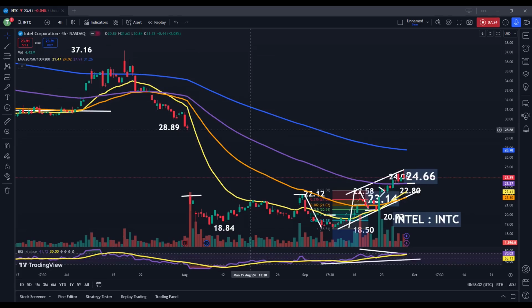You've got the $25 psychological level. You've got this 200 period exponential moving average coming in right around 26.80. And then ultimately you have the top of this price gap, which comes in right around 28.90. So here's the current stock market update for Intel Corporation, stock ticker INTC.